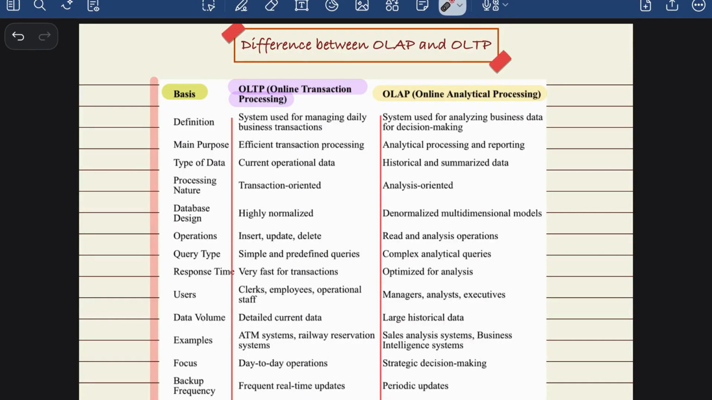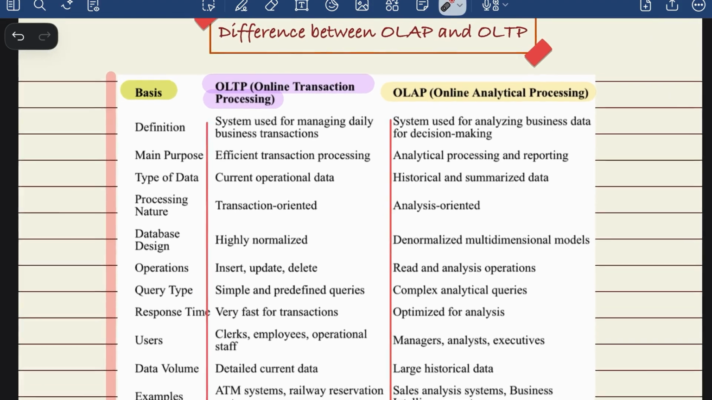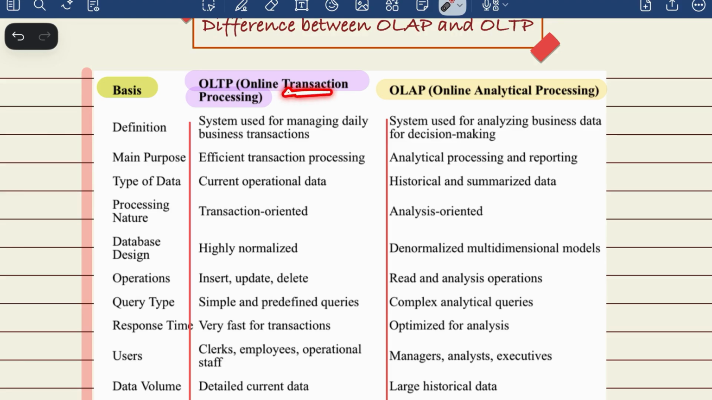So like we discussed about OLAP and OLTP, there are major differences, which we have highlighted in front of you as well. So let's just have a quick look again. OLTP, transaction processing, manages daily businesses. OLAP manages the data for decision making. So the main purpose of OLTP is efficient transaction processing, whereas the main purpose of OLAP is analytical processing and reporting. Just remember the keywords and then reframe all the points accordingly. Use the keywords. It is very important that you learn the keywords.